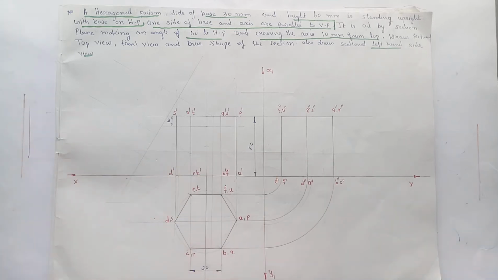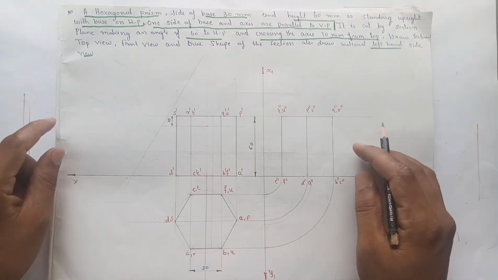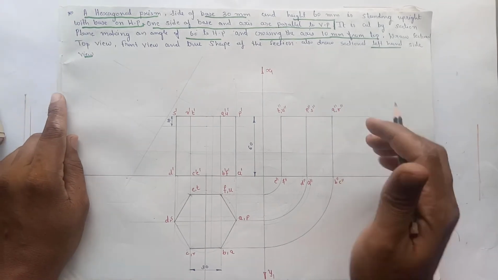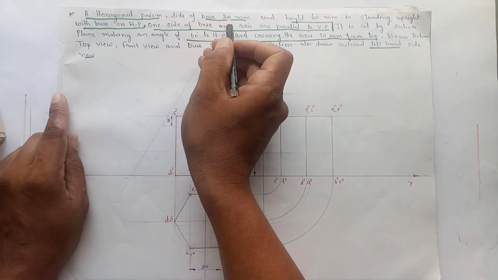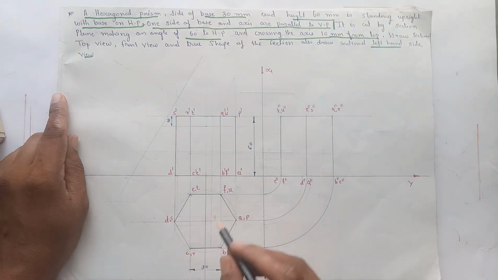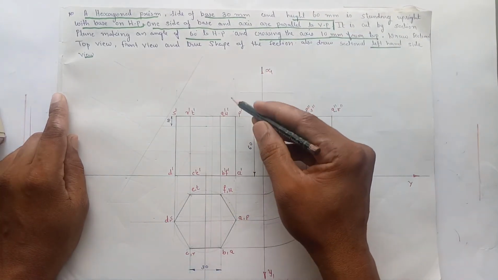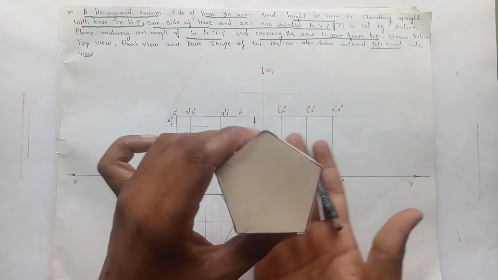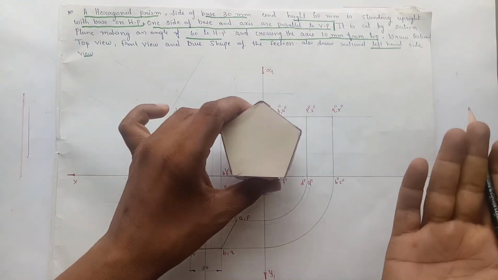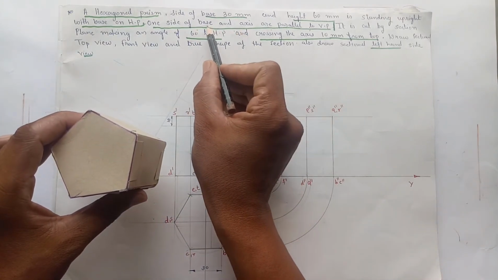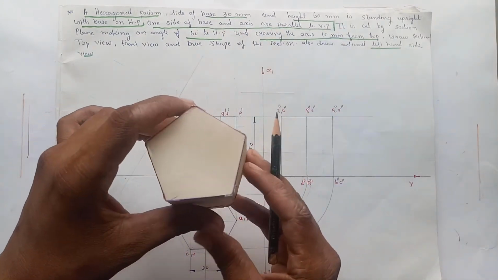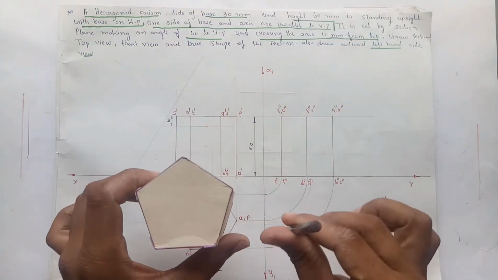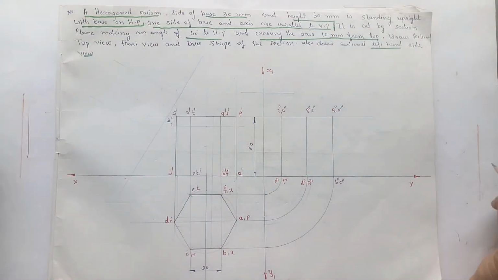So first of all, draw the top view, front view and side view of the hexagonal prism. The side of the base is 30 mm and height of the prism is 60 mm. It is standing upright with the base on HP, and one side of the base and axis are parallel to the vertical plane.